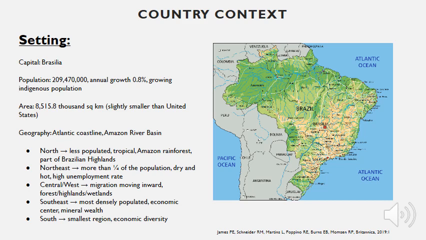The southeast is the most densely populated area of the country. This is where Rio de Janeiro is. It's an economic center with mineral wealth and with tourism. And then the south is the smallest region. It has economic diversity, meaning that there is a large gap between the poor and the wealthiest in this area.